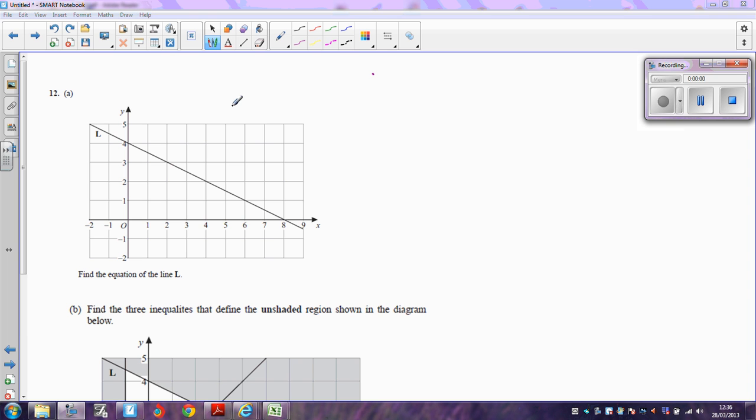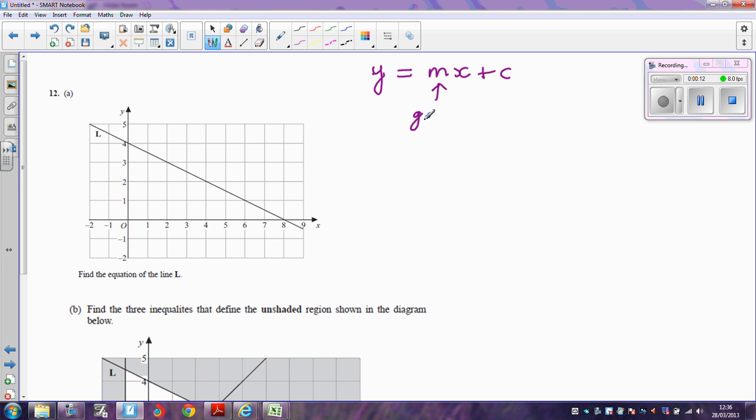The first thing we're asked to do here is to find the equation of line L. And what we've got to remember here is that every straight line has equation y equals mx plus c, where m is the gradient of the line and c is the y-intercept, where the line cuts the y-axis. Now, the y-intercept is very easy to find. Here's the y-intercept here. So for this particular equation, c is equal to 4.